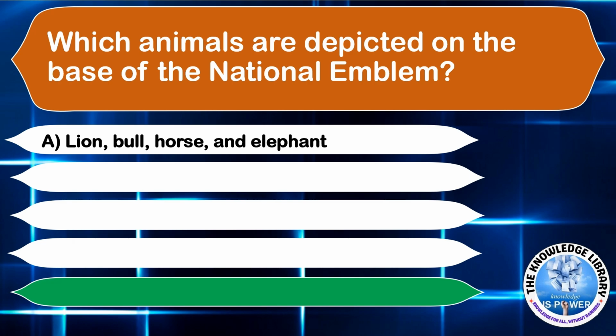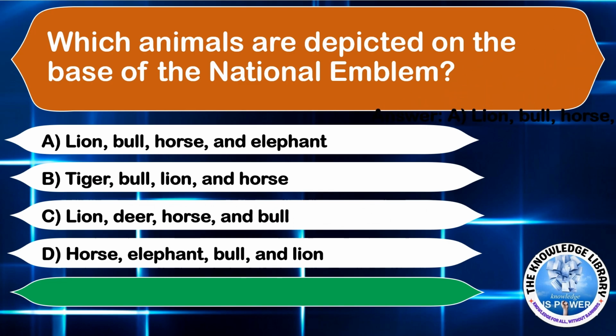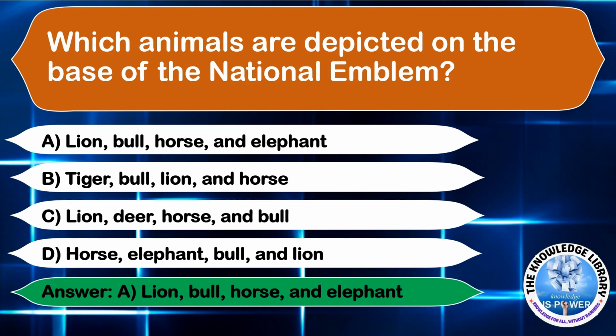Option A lion, bull, horse and elephant. Option B tiger, bull, lion and horse. Option C lion, deer, horse and bull. Option D horse, elephant, bull and lion. The correct answer is option A lion, bull, horse and elephant. Move to the next question.